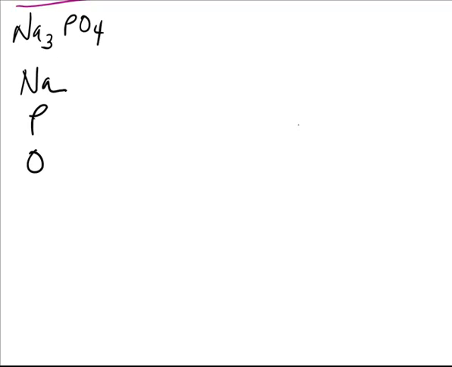So for sodium, we have 3 atoms of sodium in sodium phosphate. We have 1 atom of phosphorus because there is a 1 here, but when it's a 1, we don't write it. And for oxygen, we have 4 atoms of oxygen. And I can get that from the formula each and every time. There is no trick. Then we go to our periodic table to get our atomic masses.